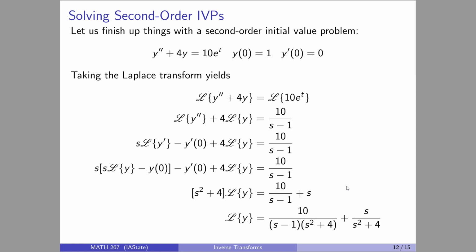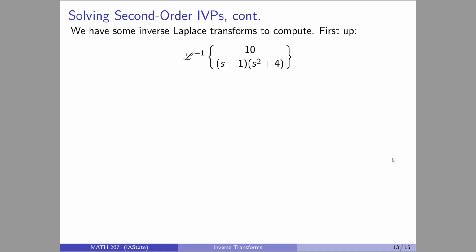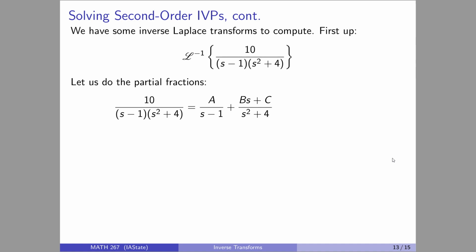Okay, so the plus s over s squared plus 4, we already know what that's going to do. So let's focus on this 10 over s minus 1 times s squared plus 4 term. And that's going to be a partial fractions. So we got some inverse Laplaces to do. So set up the partial fractions. The bottom is fully factored, and it's factored into irreducibles.